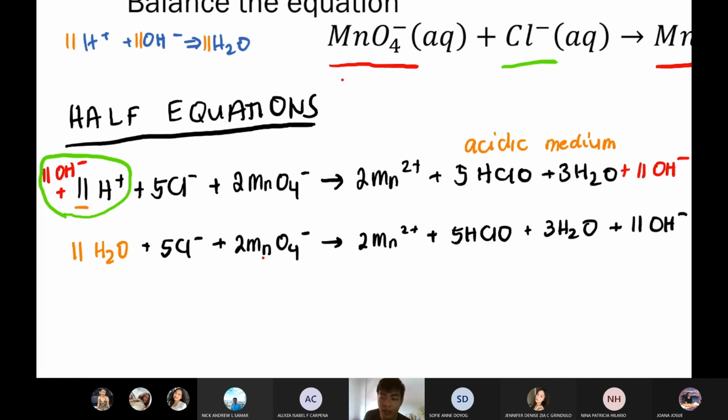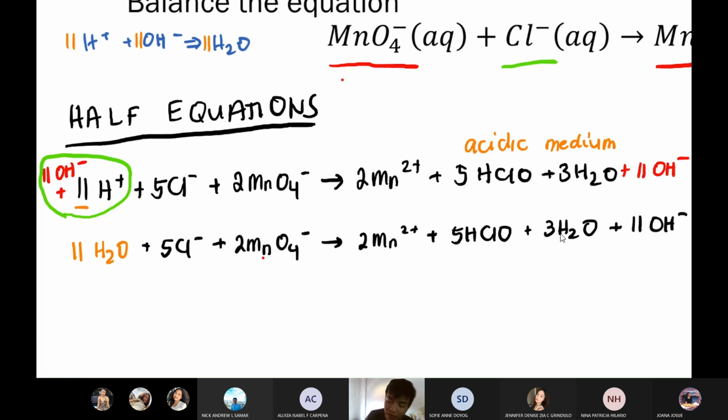Okay? So, ayan. Na-neutralize ko na lahat ng H+. So, kung titignan mo yung equation, wala ka ng H+. OH na. So, ibig sabihin, basic na to. Ano na lang kailangan gawin dito? Simplify mo na lang. Okay, cancel out mo yung water.